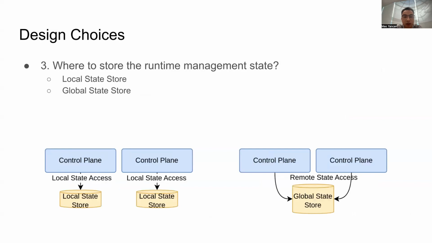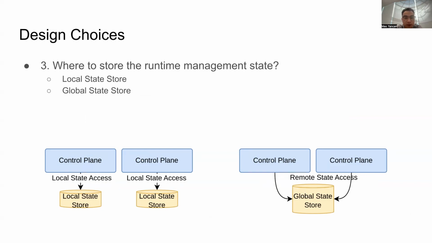The runtime management of streaming jobs can be stateful. For example, the control plane needs to read historical metrics to make appropriate runtime optimizations. So the next question is where to store the runtime management state. There are generally two options. First, store state locally on each control plane instance. And second, store state globally on some storage services.